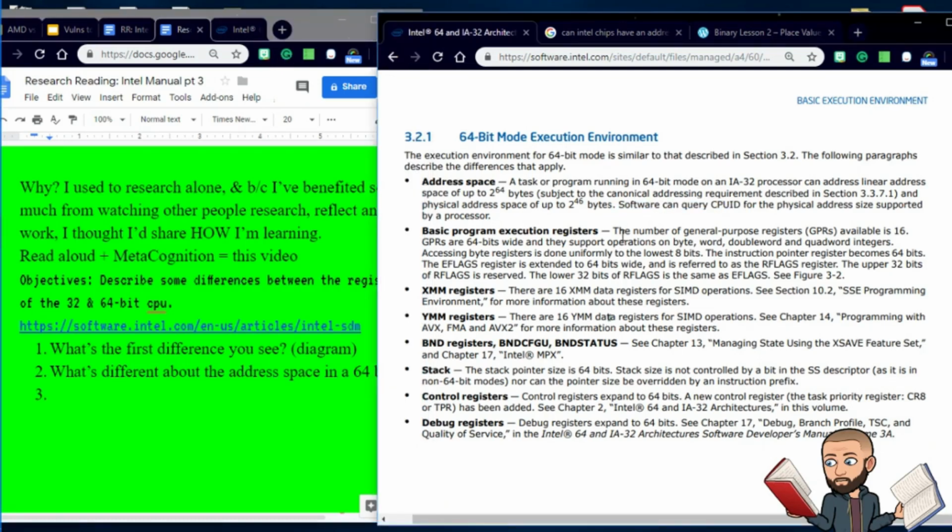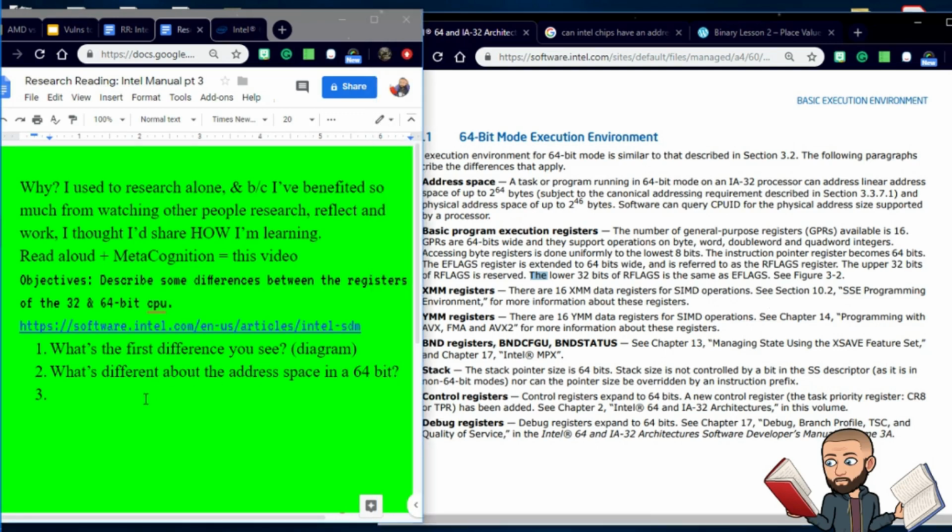Basic program registers: the number of general purpose registers available is 16. GPRs are 64 bits wide and they support operations on 1 byte, word, double word, and quad word integers. Accessing byte registers is done uniformly to the lowest 8 bits. The instruction pointer register becomes 64 bits. The EFLAGS register is extended to 64 bits wide and is referred to as the RFLAGS register. The upper 32 bits of RFLAGS is reserved and the lower 32 bits of RFLAGS is the same as EFLAGS. See figure 3-2.